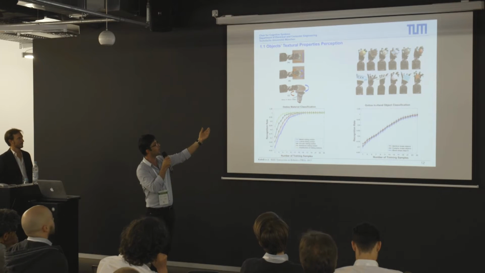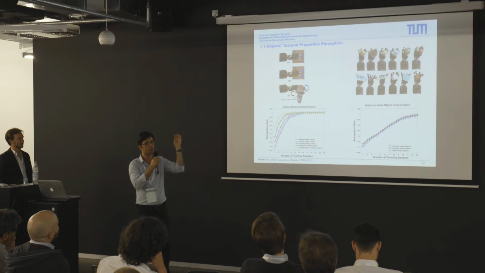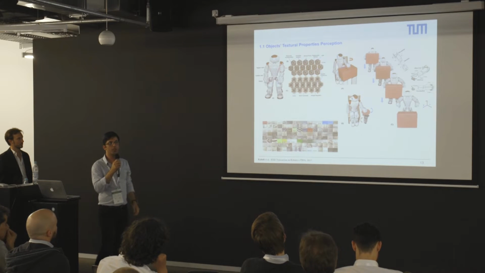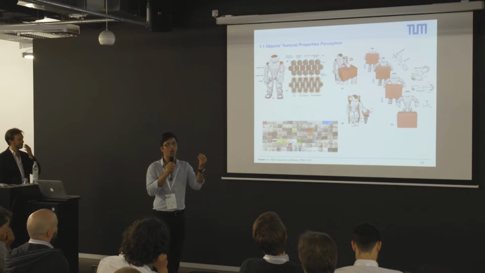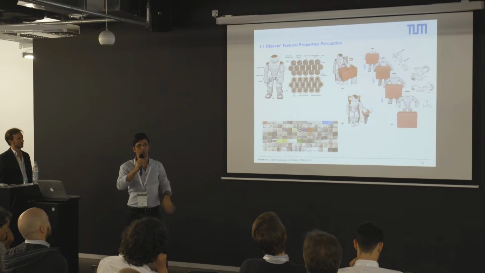For example, it can recognize, regardless of the shape of the object here, what the textural properties of the object are. Or even as humans, we are not just touching with the hand, we can grasp large objects with the whole body.